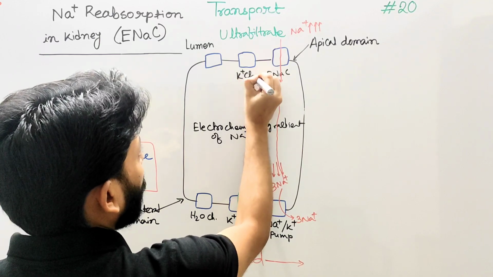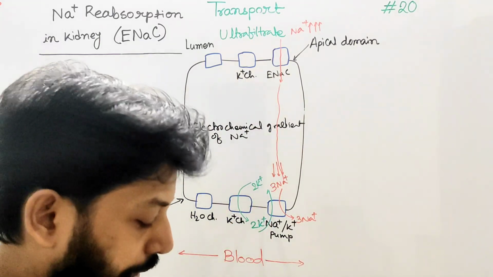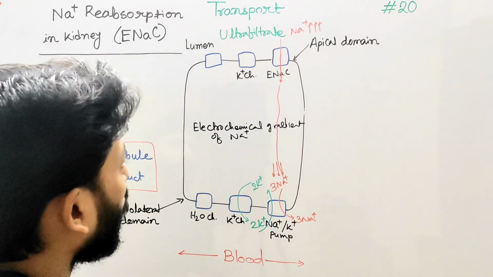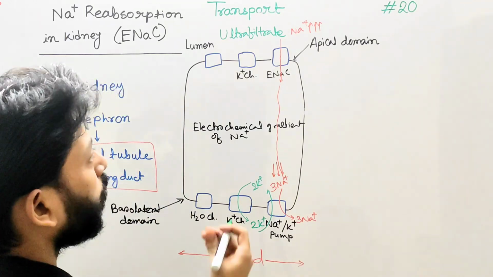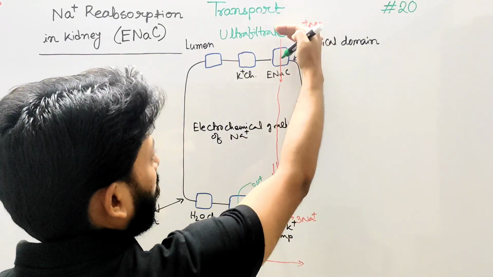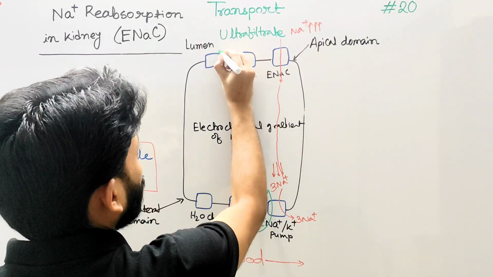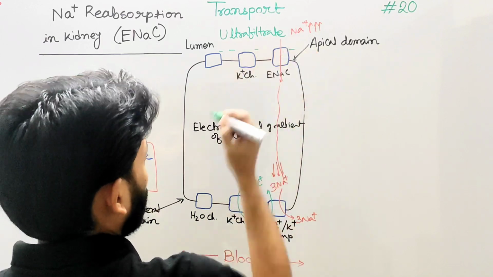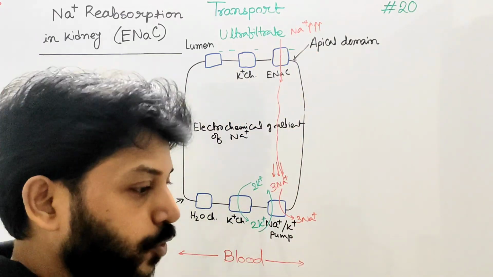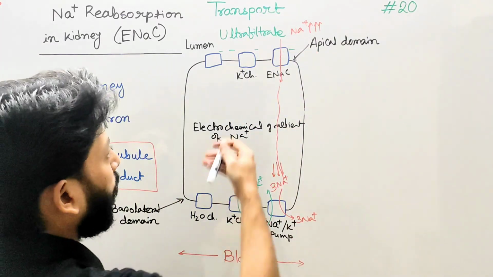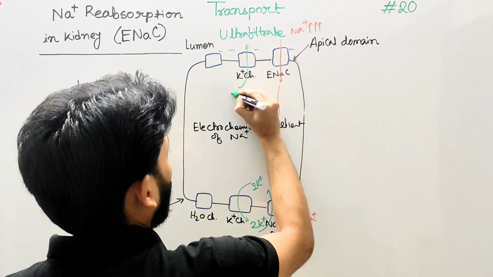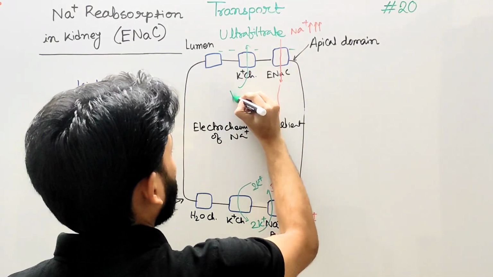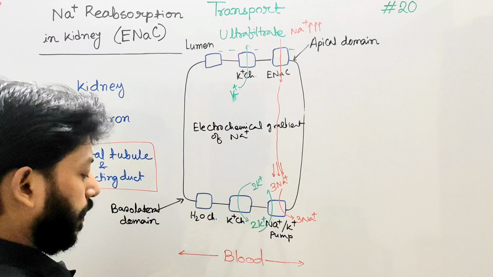Potassium channels. Here in the apical portions of these cells, a potassium channel is present. Why? Potassium channels play an important role because as much as sodium moves inside the cells, the outside, the lumen, becomes negatively charged, and that attracts potassium to come out. So potassium secretion occurs. Potassium moves out of the cells.